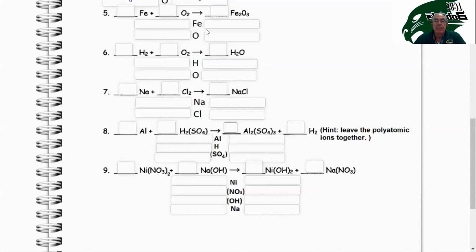And this next one, okay, right off the bat, I can see that I have a group of 3 here and a group of 2 here. So I'm just going to start off by putting a 3 here and a 2 here to find that common multiple. And now I'm going to count. I have 1 iron. 3 times 2 is 6 oxygens. And then 2 times 2 is 4 irons. And 2 times 3 is 6 oxygens. So I see I have 4 irons on the product side and only 1 iron on the reactant side. I'm going to put a 4 coefficient here. When I do that, that makes this a 4, and everything is balanced.